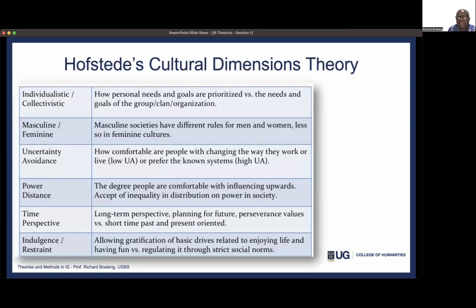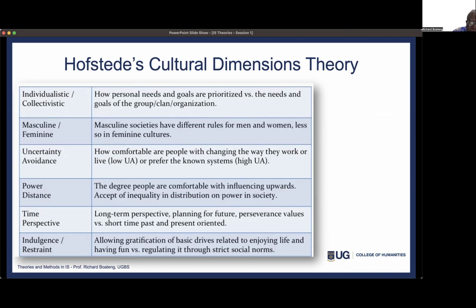So in the cultural dimensions, there's somebody called Hofstede who developed the Hofstede cultural dimensions. First, individualistic versus collectivist. Like the Americans, a higher person's needs and goals are prioritized versus the goals of the group or organization. So if someone is high on this, they tend to prioritize individual goals instead of the needs and goals of the group or clan or organization. The individual one is the first part, and the second one is the group or the organizational one.